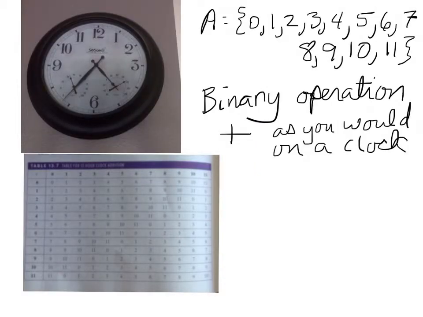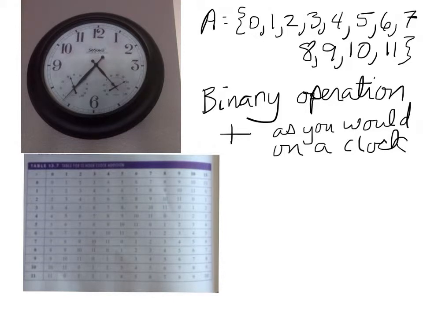So here we are, and we're looking at another clock I have at my house. And once again, here's our set A, and we're going to define the binary operation as addition as you would on a clock. So in other words, if you added 10 hours past 5 o'clock, you end up at 3 o'clock, that's what we're doing.